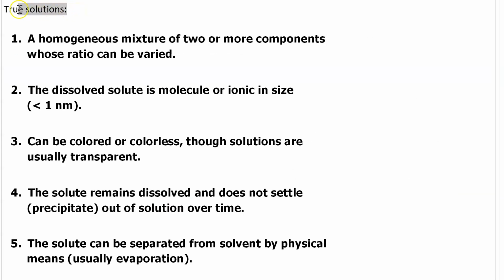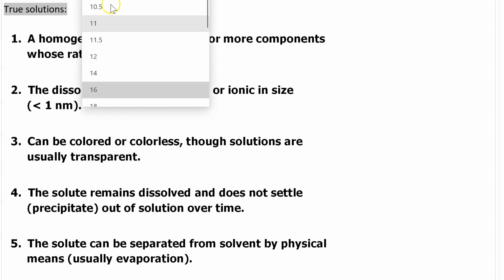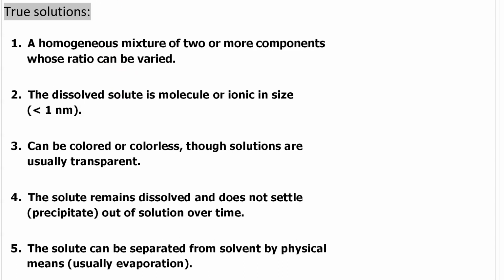There are other types of mixtures that are not true solutions. So let's talk about what a true solution is. It is a homogeneous mixture of two or more components, and you can vary the ratios. You can increase or decrease either one. The dissolved solute is a molecule or ion, and it has a size that's less than 1 nanometer. That is smaller than the wavelength of visible light.